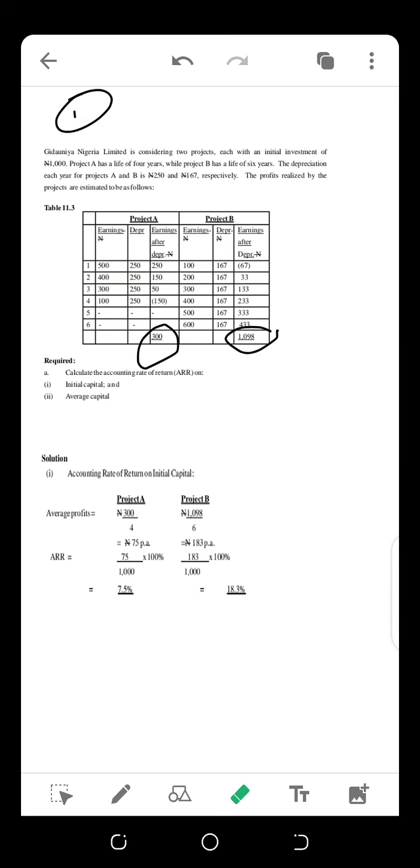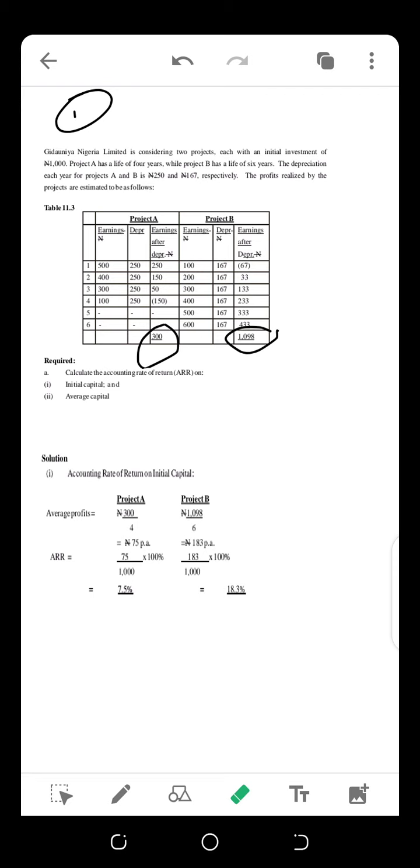You can actually call that average profit based on initial capital. Average profit based on initial capital is based on the total years, depending on how you understand it. Average profit based on initial capital is based on what? Total years. So they did the same thing for project B. That is how they arrive at 183 naira.